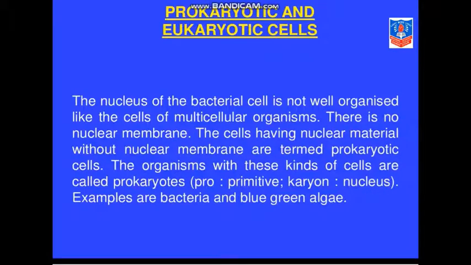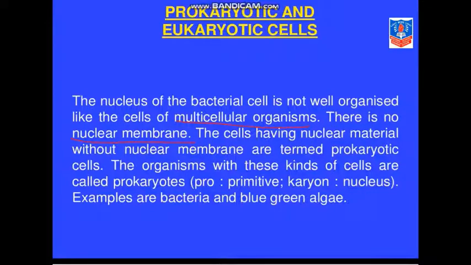Yeah, students. Next is prokaryotic and eukaryotic cells. What are these? Very small explanation is given. The nucleus of the bacterial cell is not well organized like the cells of multicellular organisms. Especially जो unicellular organisms होते हैं उनके nucleus well organized नहीं होते जैसे multicellular organisms के होते हैं. There is no nuclear membrane. अभी अभी हमने पढ़ा था nucleus में एक nuclear membrane होती है जो उसे cytoplasm से separate करती है. But in bacterial cell, it is not a well developed nucleus and it does not have a nuclear membrane.